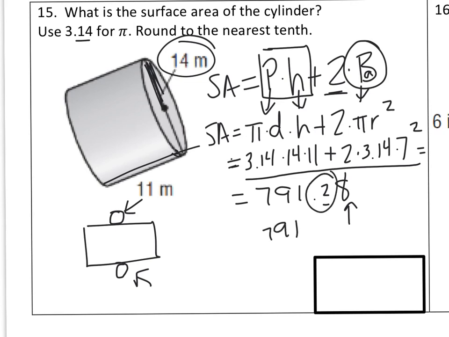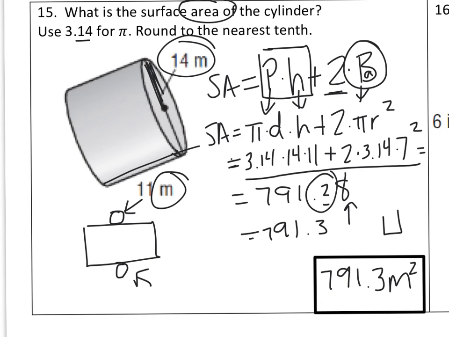That means this one goes up 1. So it's going to be 791.3. So 791.3, and what do we have? Meters, and remember this is an area, not a volume. So area is measured in square units. That's why we have a 2 instead of a 3.